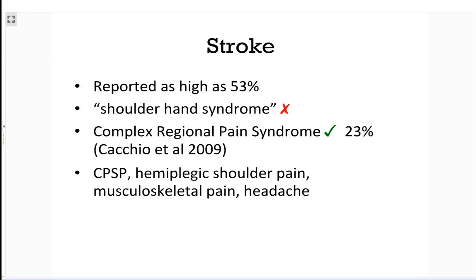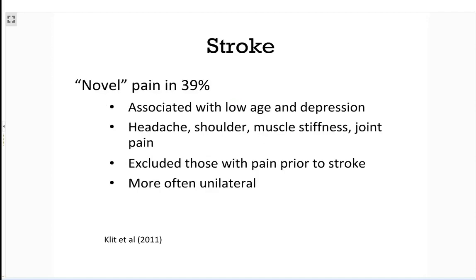Other terminology that's used with regards to pain in stroke: central post-stroke pain, hemiplegic shoulder pain or post-stroke shoulder pain, used for some reason. Initials seem to be very trendy at the moment, as well as general musculoskeletal pains and headaches.